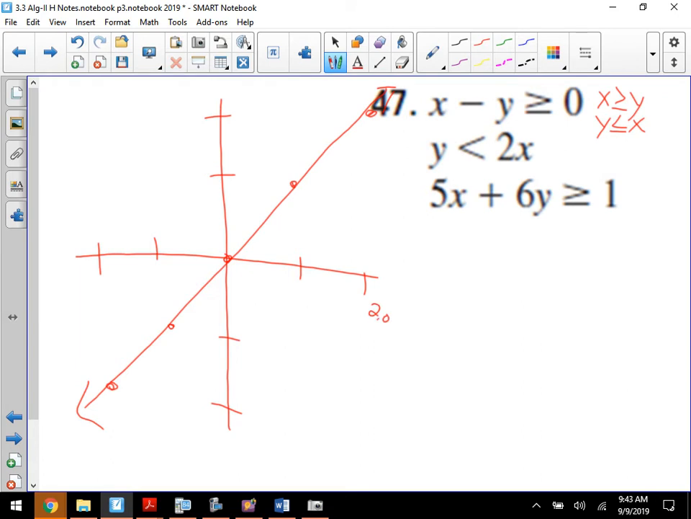So is it true or false at 2, 0 for y is less than or equal to x? 0 is y, 2 is your x. Yes. So it shades that direction. Okay. Next one, same idea. This one has an intercept at 0 but a slope of 2. So if I do it that way, I know I'm going to go up 2 over 1.